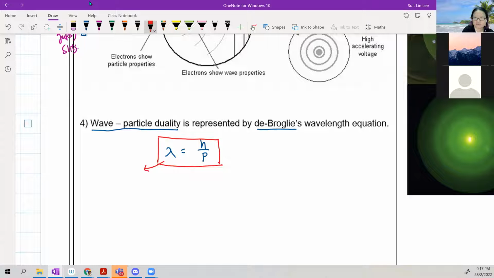Lambda here is a wave property. This lambda is known as de Broglie's wavelength. In Malaysia we want to pronounce all the vowels, so we say de Broglie, but it's pronounced de Broglie, because it's French. So this lambda shows us a wave property, which can be diffracted and can undergo interference.